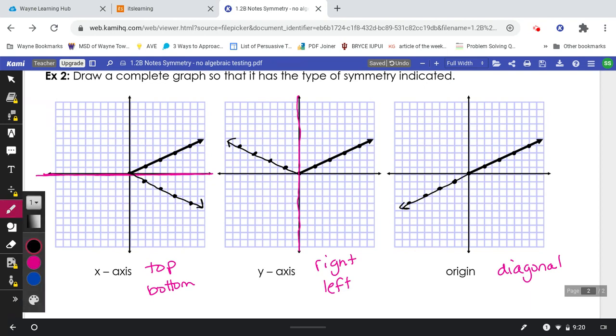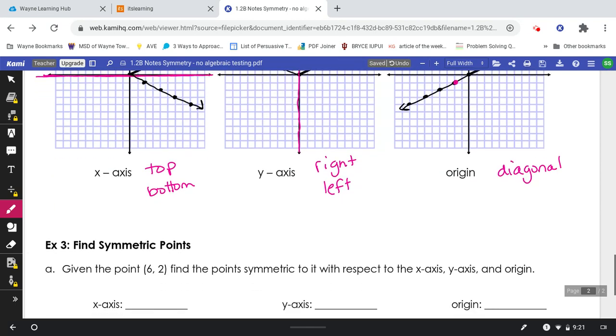The diagonal one tends to be the one that gives people the most amount of trouble. So if necessary, you could just take a point here. That would be (2, 1). And we know that the origin is going to make both of them negative. So I need to graph the point (-2, -1). And sometimes that helps get people started in the right direction.